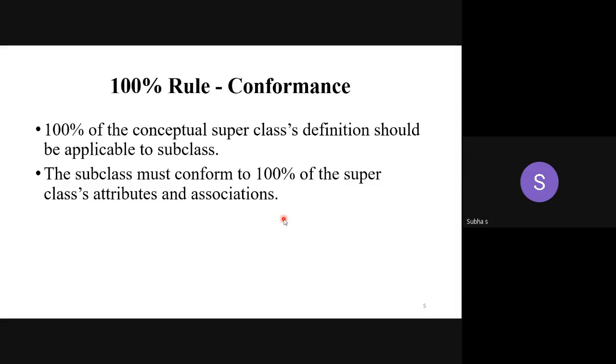Conformance means what? Not conform, C-O-N-F, it's not C-O-N-F-I-R-M. Conformance. The subclass must conform to the superclass. Conform means fit to, adapt to, fit into. So the subclass must fit into 100% of the superclass attributes and associations. Yes? Got it? So for payment, what are all the attributes used in payment? What are the operations used in payment? That should be applicable to all three classes: cash payment, credit payment, and check payment.